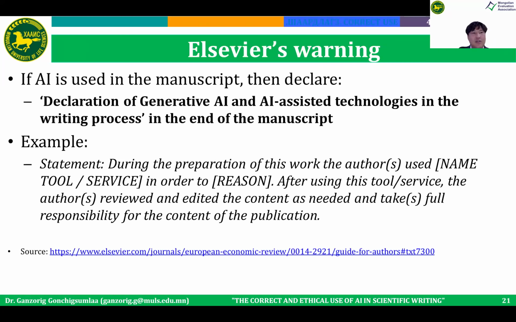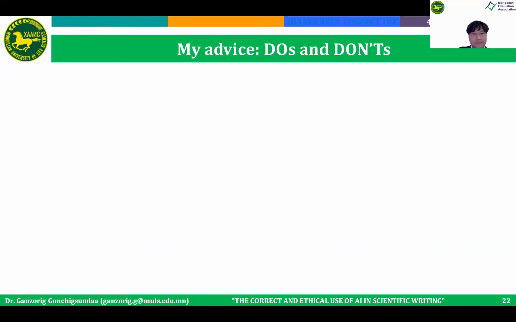And Elsevier also warns that if AI is used in the manuscript, then you have to declare it, with a declaration of generative AI and AI-assisted technologies in the writing process at the end of the manuscript. They have already provided an example of how to declare that you use AI.